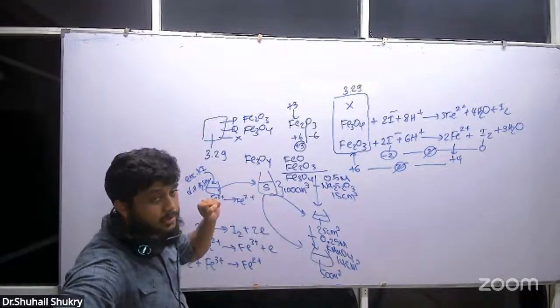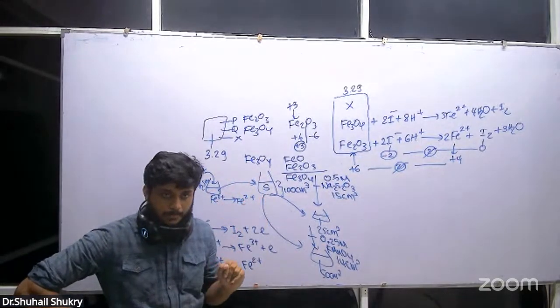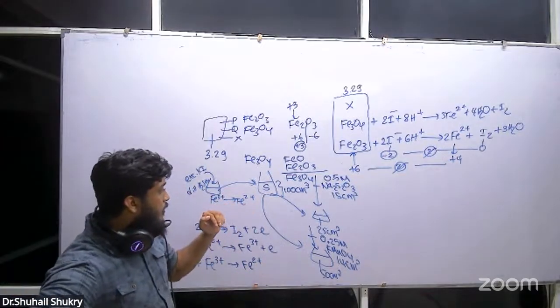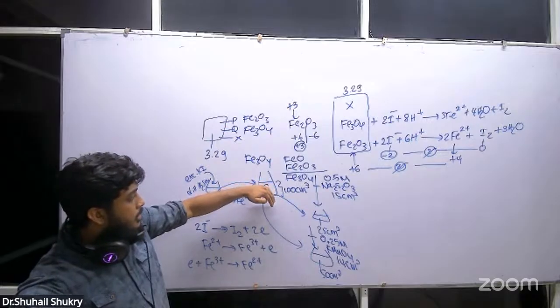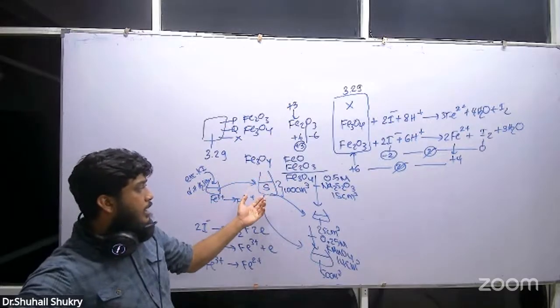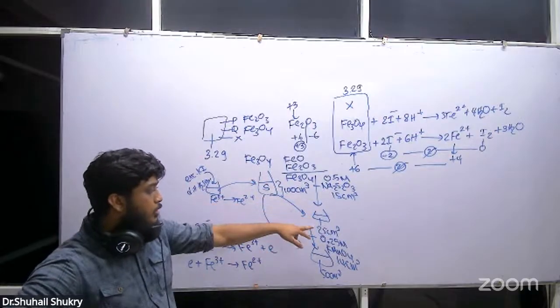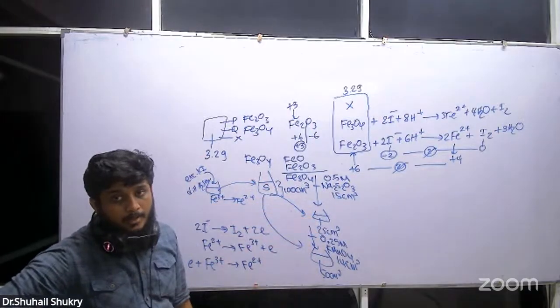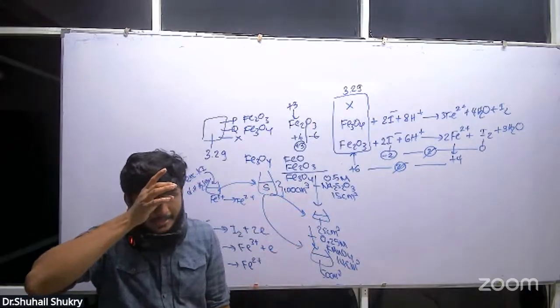They are diluting up to 100 centimeter cube. Is there a special reaction? What is happening in the solution? Nothing. Then after that, what are they doing? They are taking 25 centimeter cube. Whatever I2 was released, only 25 centimeter cube of that has been taken.